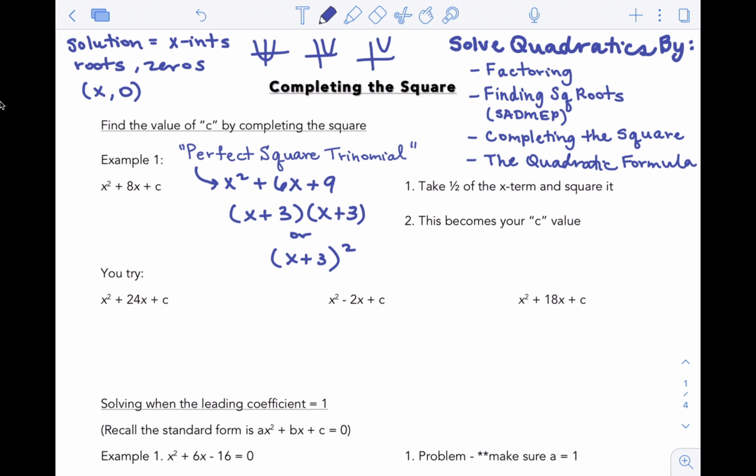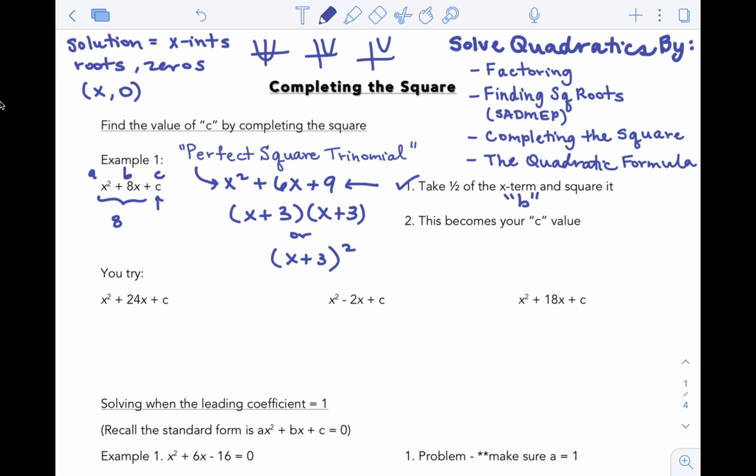The important part that we're going to focus on right now is figuring out what that number c needs to be in order to make that a perfect square trinomial. I promise we're going to use this in just a minute. So, first example. What does c need to be in order to make this expression a perfect square trinomial? How do you find that? Well, step one, you take half of the x term and square it. Remember, the x term is b when you're in standard form. You've got a is an invisible 1, b is 8, and you are trying to figure out what c needs to be. So let's do just that.